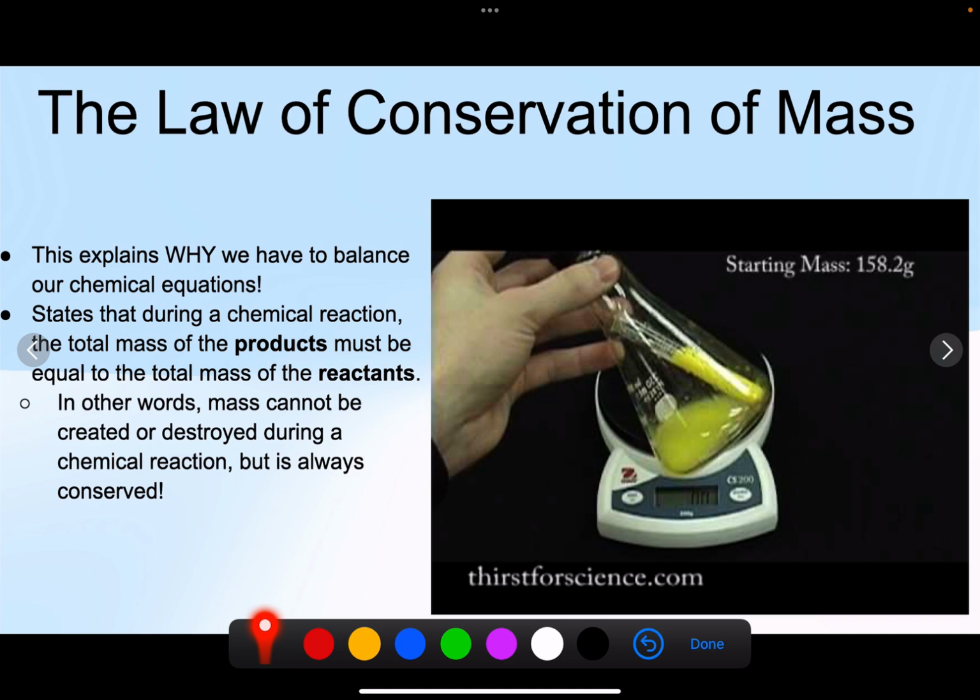But what happens is they have an Erlenmeyer flask with a stopper on it, and inside originally there's a clear liquid in this and a clear liquid in the test tube, and it has a mass of 158.2 grams. They turn it upside down so the test tube liquid pours out and you get this vibrant yellow, and they put it back on the scale, and guess what? The mass is the same. I will do a different demo for you for the conservation of mass when we're back together on Monday.